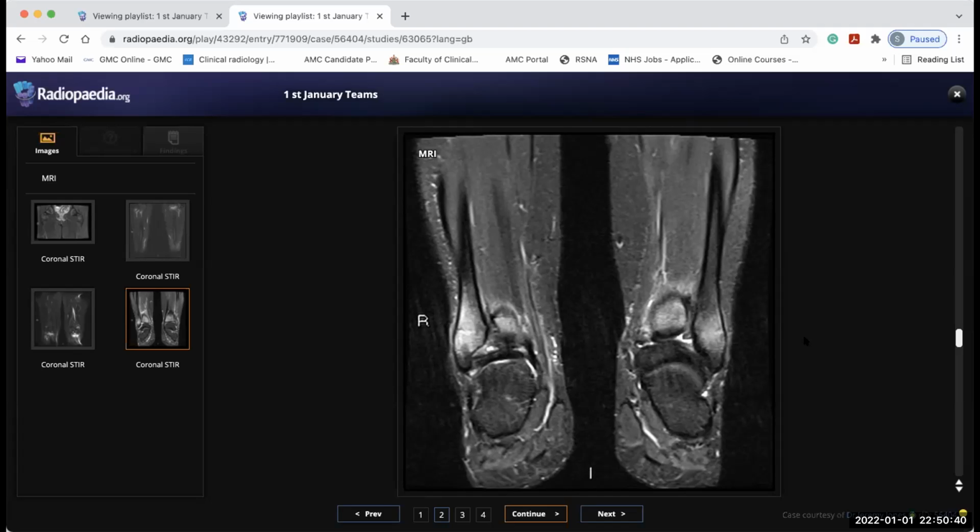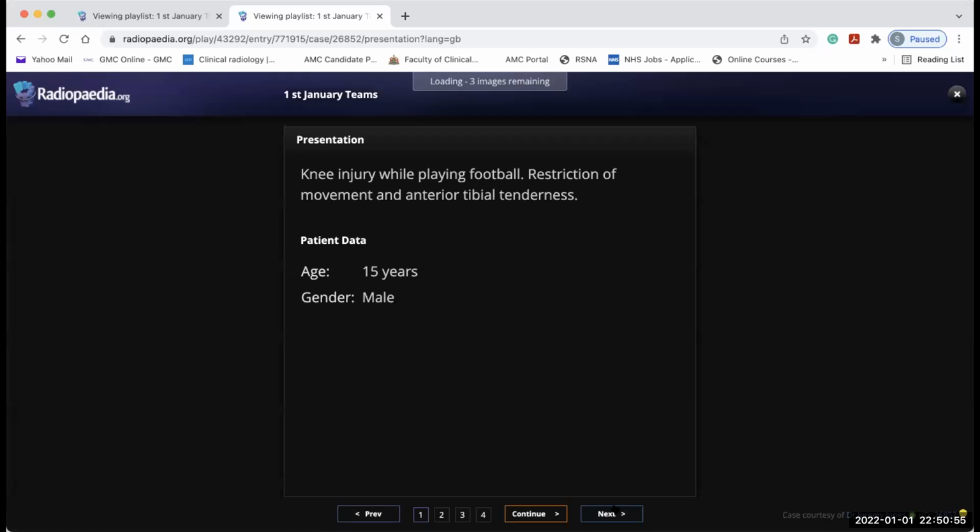Any other thoughts? Nothing is coming to my mind. I think I cannot correlate. No problem. We'll move to the next case and come back to this case in the feedback.